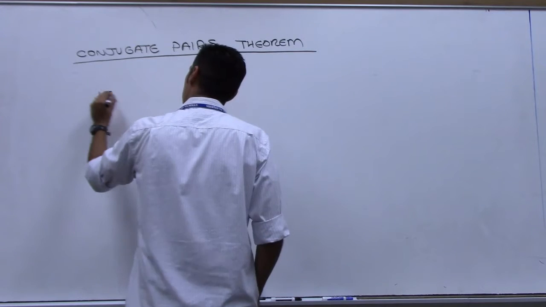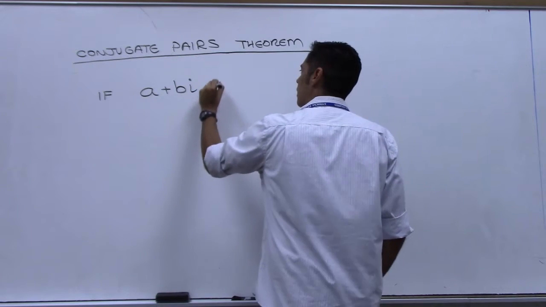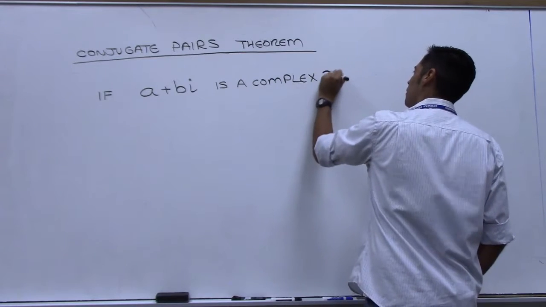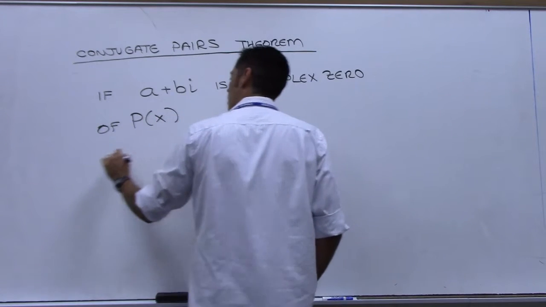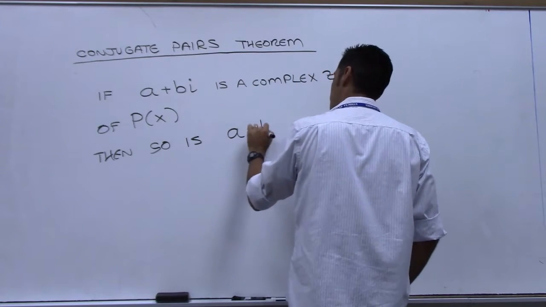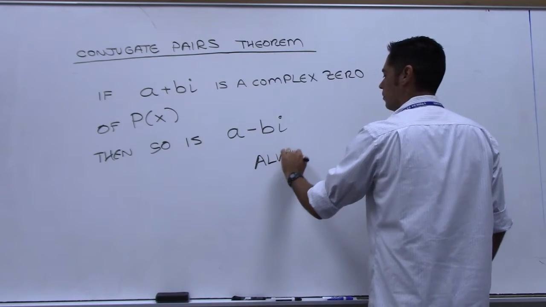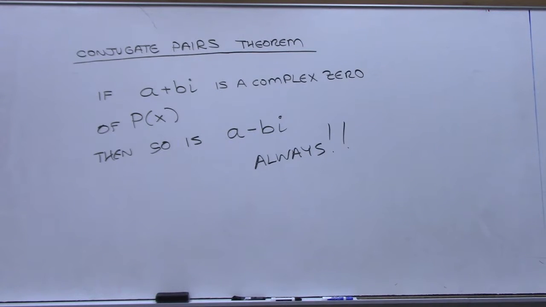If a plus bi is a complex 0 of a polynomial, then so is a minus bi. Always. What is this theorem telling you then? That if you have a plus bi, then a minus bi is also there. Yes. That's what it's saying.